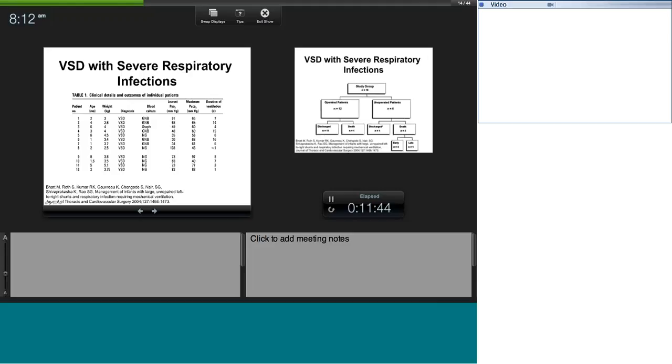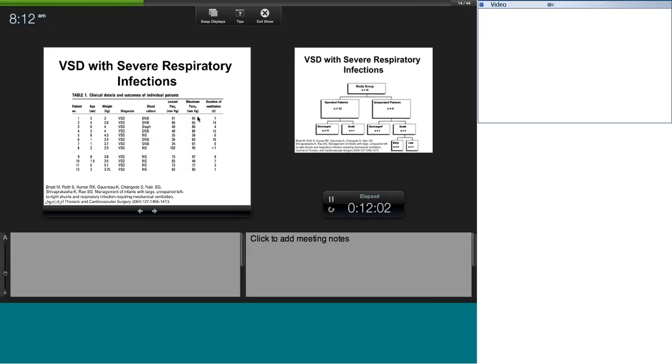So we had 12 babies at that time, and mostly infants, mostly these were all VSDs. Many of them were septic. Many of them had pretty low PO2. There were children whose lowest PO2 was in the 30s.